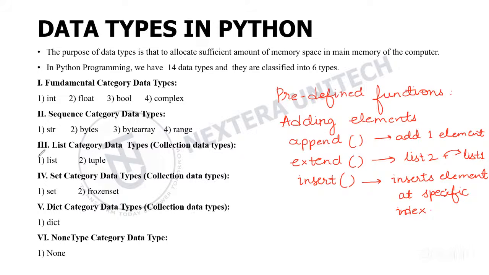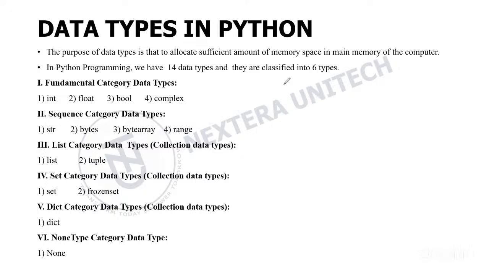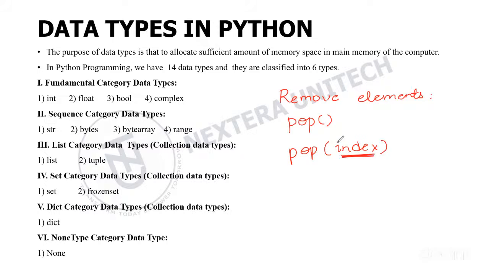And then we also have functions which are used to remove elements. In your list, if you want to remove elements, you can use functions like pop. Inside of pop you can give the specific index and you can remove the element at this position of index. And then you can also have a function called remove. If you know the specific element you want to remove, you can use this function.